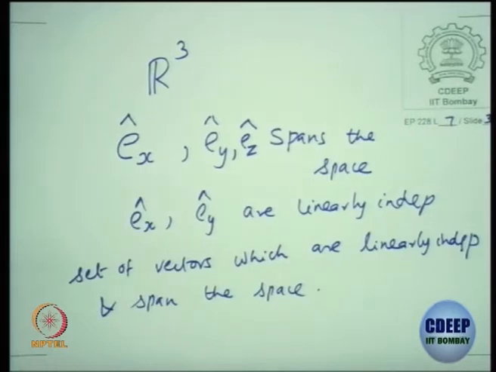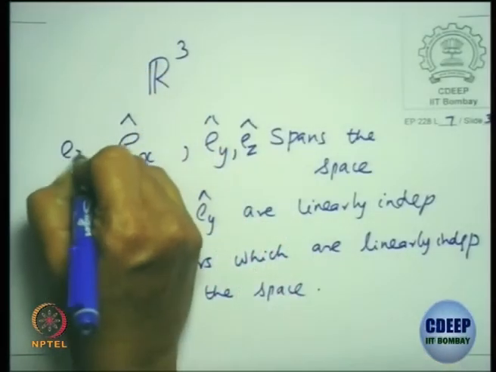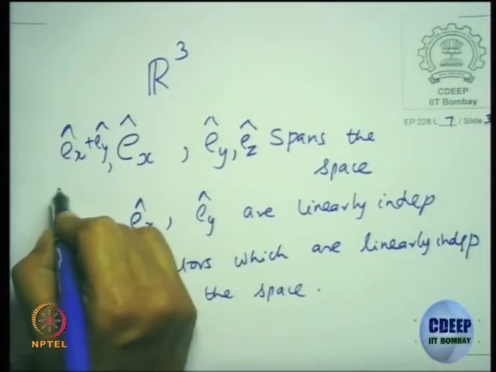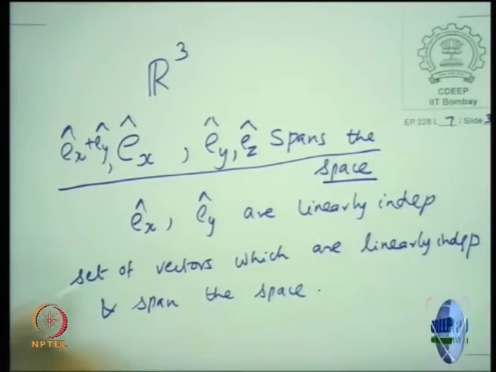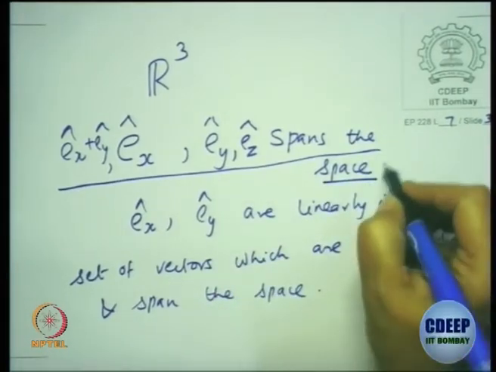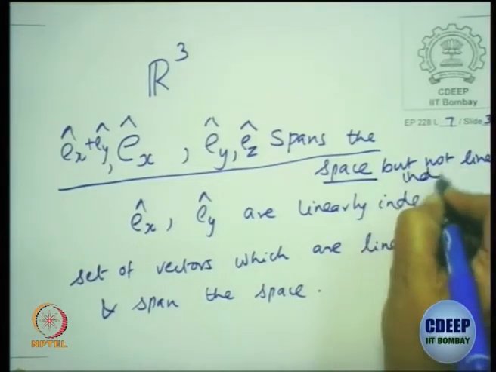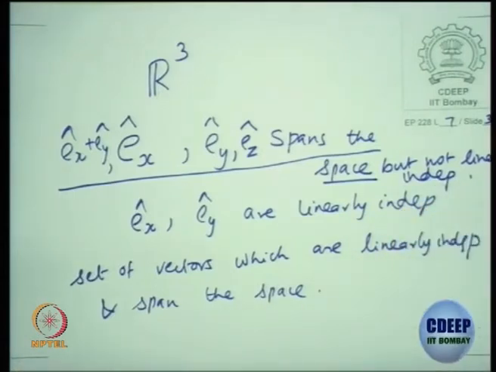What is something else which need not be linearly independent? You could add things like Ex plus Ey. This also spans the space. But are they linearly independent? This set spans the space definitely, but is not independent. Okay. So you need a set which spans the space and is linearly independent. So there are 2 possibilities, at least there are many possibilities.